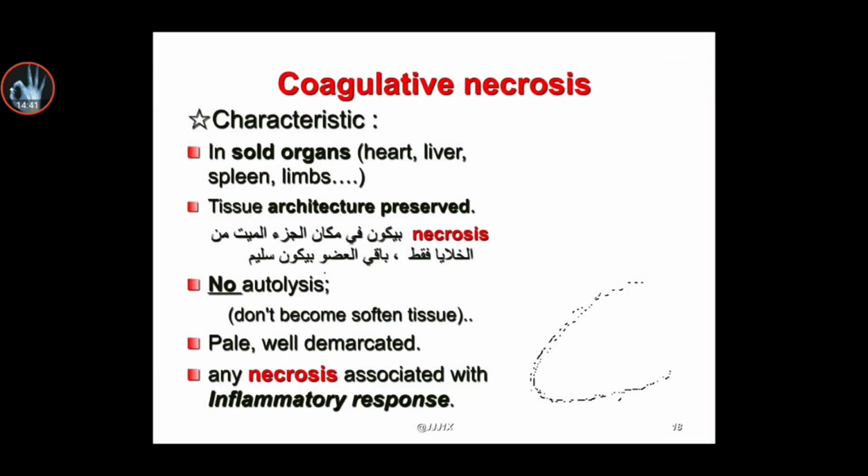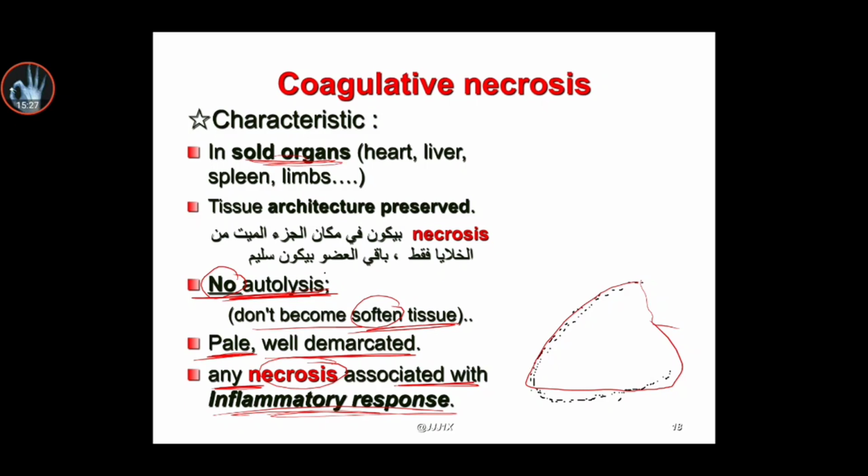As we see here, there is no autolysis. The meaning of autolysis is that the organ becomes soft tissue, like containing liquid. As we said, coagulative necrosis is in solid organs, so no autolysis means it doesn't change its structure and become liquid or soft tissue. We said already, it is pale and well demarcated, which means the boundaries of the necrosis are clear, يعني حدودها مرة واضحة ما ملخبطة. Any necrosis is associated with inflammatory response.